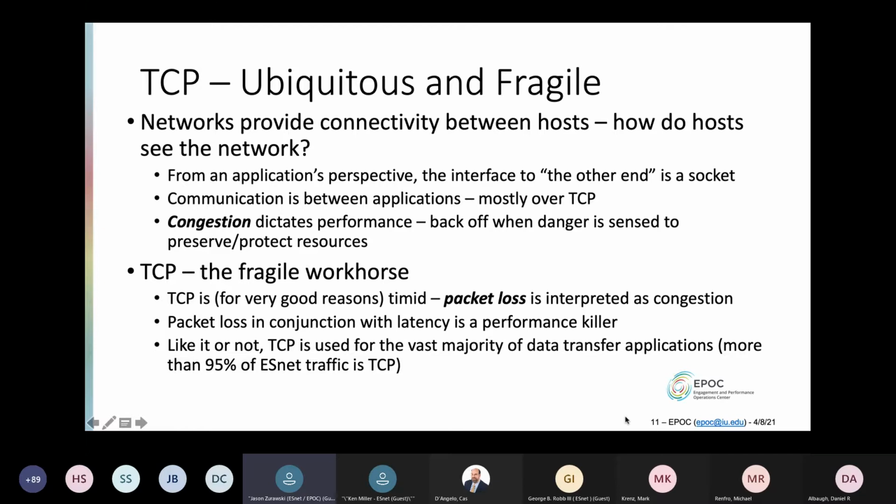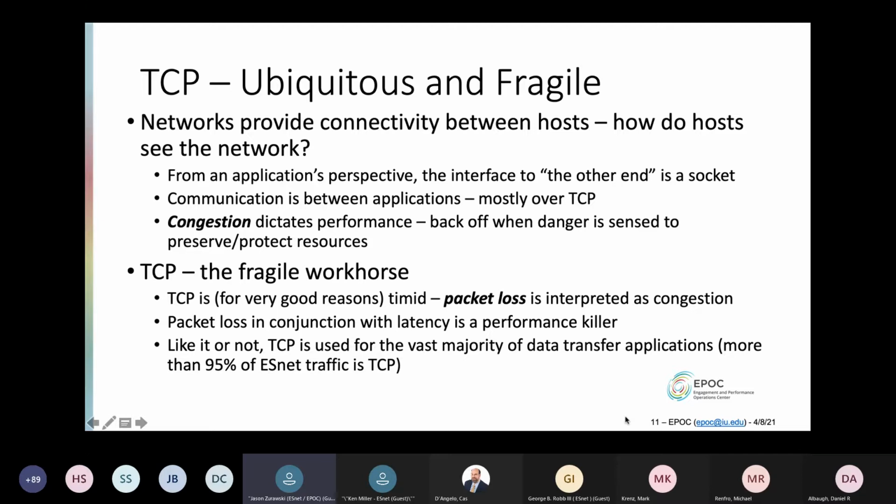What does this mean? Well, networks provide connectivity between hosts, as we've seen. And how do hosts see the network? From their perspective, the other end is really just a socket, right? It's a call that you're able to make into the kernel, and you can shove some information into it, and then it magically reappears on the other side because the protocols make that all happen. It's easy to make applications use this, and it's reliable, and we don't have to worry about much, which is, of course, why they use this.